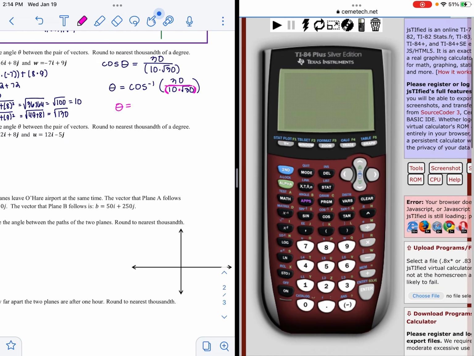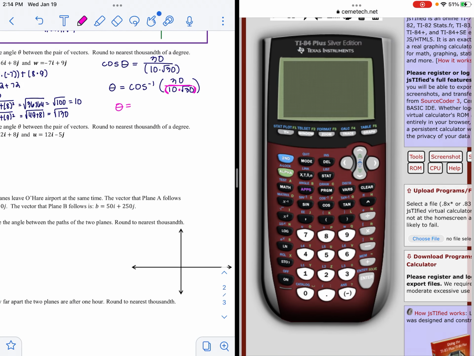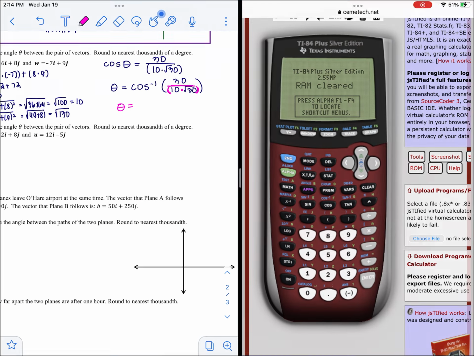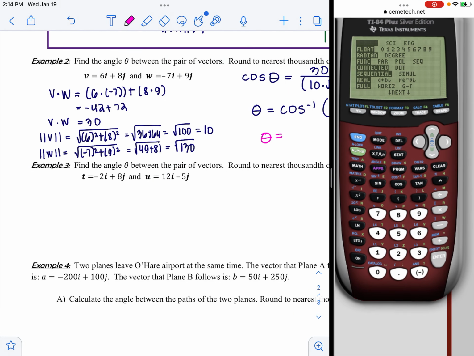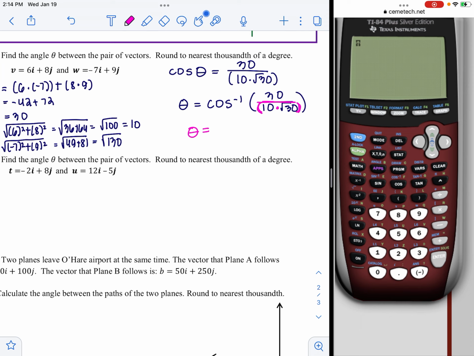Let me get my calculator up and running here. Okay, calculator, calm down. Whenever I see this screen, I know that my calculator reset. So I'm in the wrong mode now, so I have to go back and change it to degree mode. All right, cosine inverse of 30 divided by, and then I need an extra set of parentheses because I'm in the denominator, I need these to be multiplied. So 10 root 130.